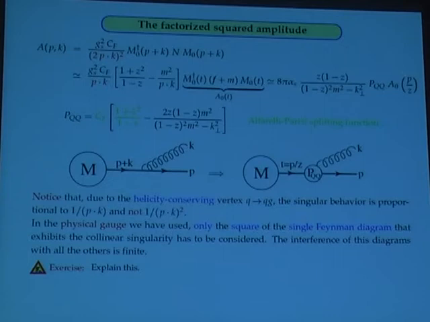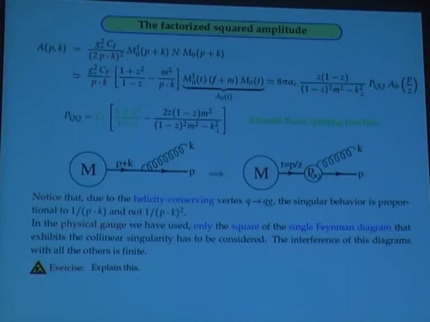We factorized an amplitude for the emission of a gluon in the collinear limit as the amplitude at the Born level times, and now let's give a name to this object, the Altarelli-Parisi splitting function, 1 plus z squared over 1 minus z, okay? Here it's more complicated because here you have a mass. In general, for a massless calculation, this object is not here, but this is the Altarelli-Parisi splitting function, times p dot q, okay? So we managed to write this object in a factorized way.